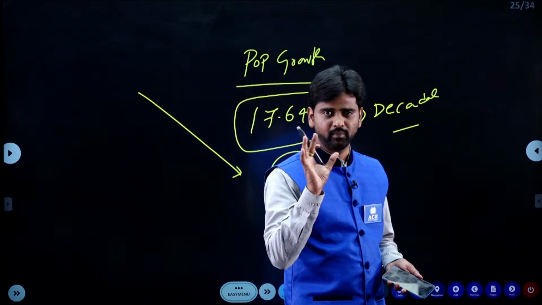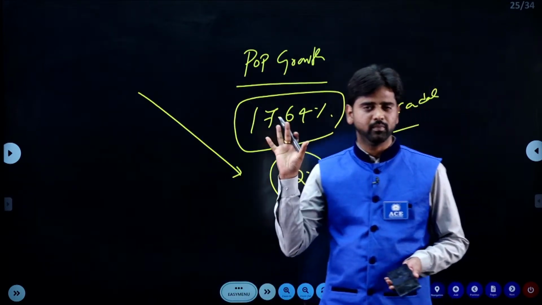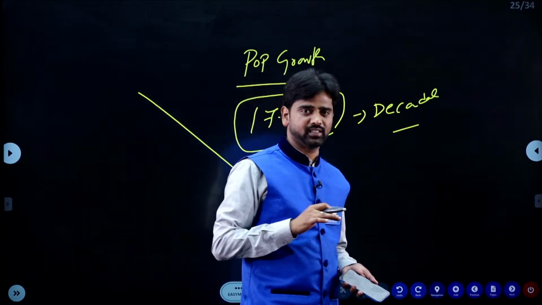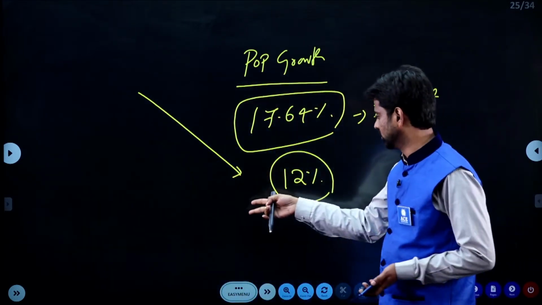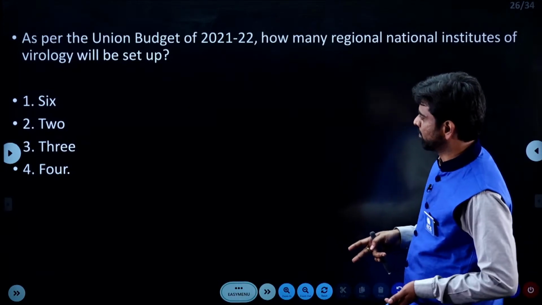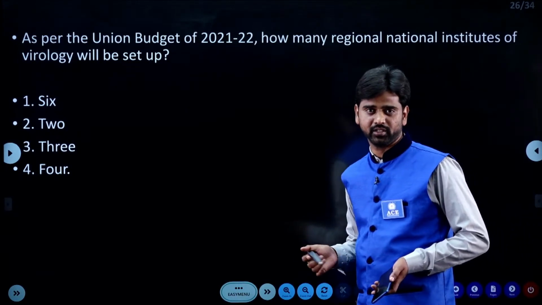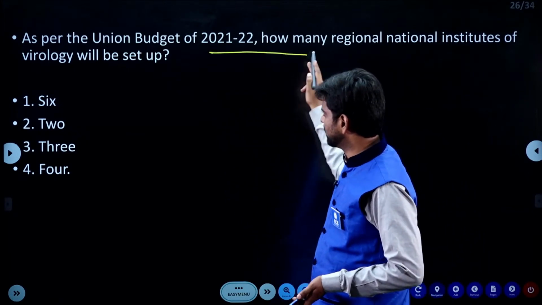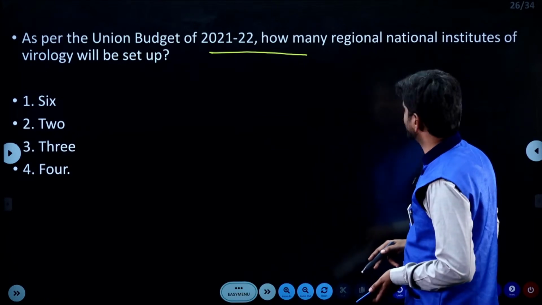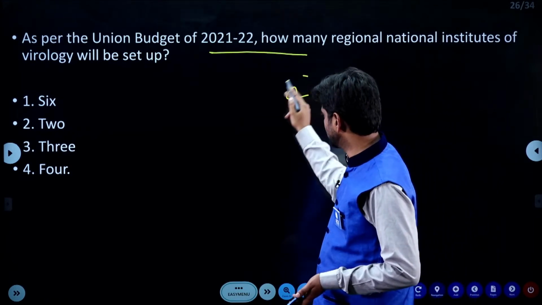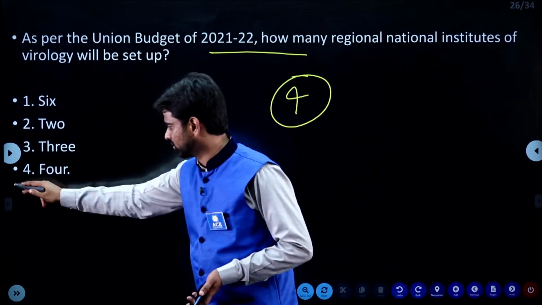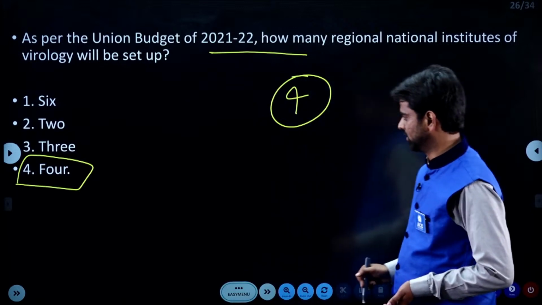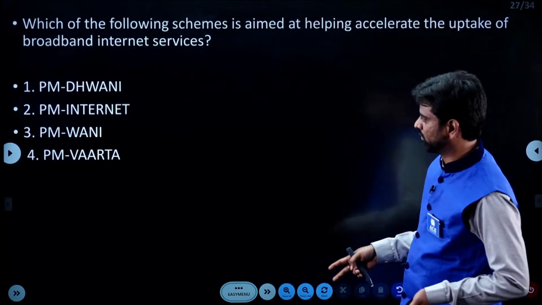So there are bits from population, bits from national income, and bits from planning. Make sure that you focus on these areas, particularly for the SSC CGL. He is also focusing on the latest union budget. Since this examination was conducted in 2021, he has asked a union budget question. How many regional national institutes of virology will be set up? Four. It is also a direct question. Four virology institutions will be set up. Very simple, very easy. It is a direct bit, there is no need for explanation.